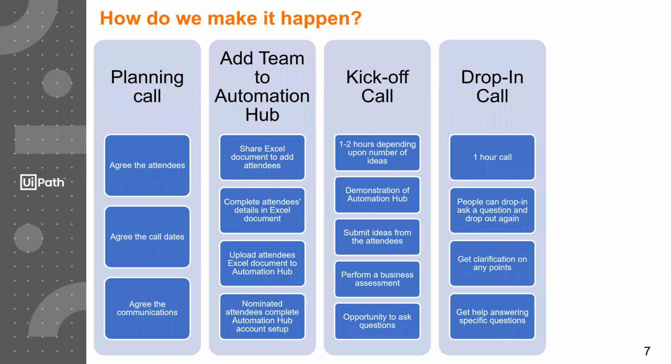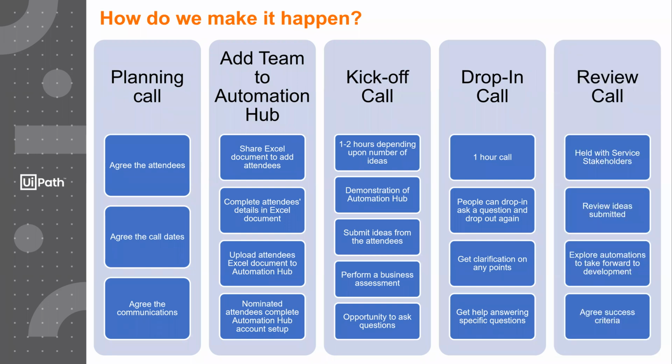And the final step in that review call, as I say, is held with the main stakeholders within the organization. We review the ideas that have been submitted. We explore the automations that we potentially want to take forward for development, and we can help with success criteria. And in some of those, we may say, well, we've implemented something similar in another organization, and these were some of the benefits that we got. And so we can really start to share, based on the use cases and the opportunities you identify, where some of the value, where some of the successes are.